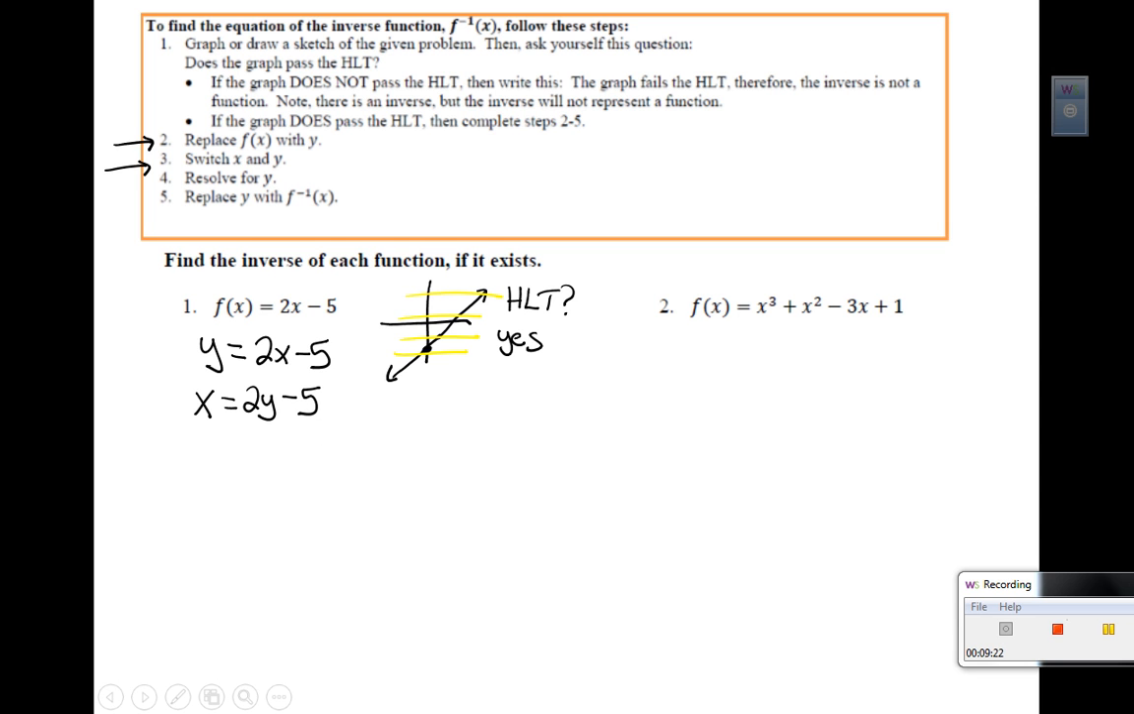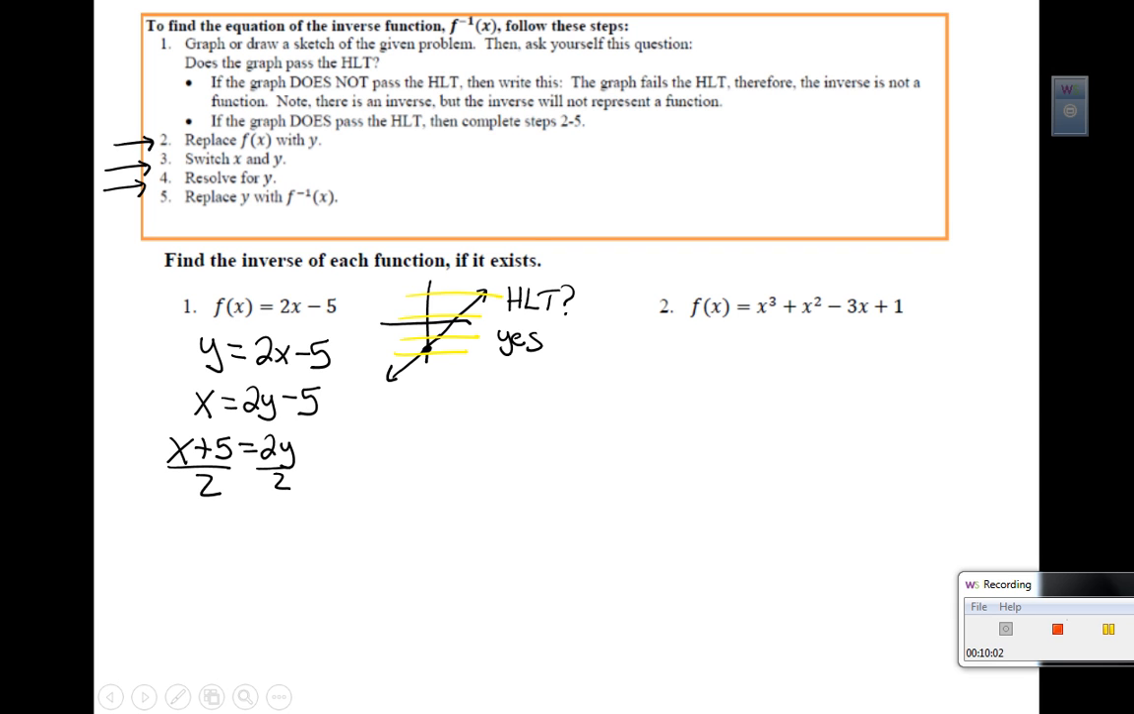The reason I did that, remember on last time's homework, what did you do to find the inverse? If you had an XY chart that had a 2, 3 in it, the inverse had a 3, 2. Remember, we just flipped the x and the y. So that's what we're doing here. So now I'm ready for step 4. Resolve this new equation for y. Keep this simple. I need to get y by itself. So what do I need to get rid of first? I need to add a 5. So I got x plus 5 equals 2y. Now divide both sides by 2.